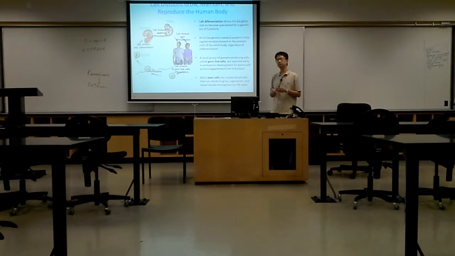An analogy is like different people having different occupations. Some people, like me, are teaching. Some people are cops. Some people are firefighters. Some people are taxi drivers. So, different people have different jobs, occupations. Similarly, different cells also have different functions. That's why we need cell differentiation.